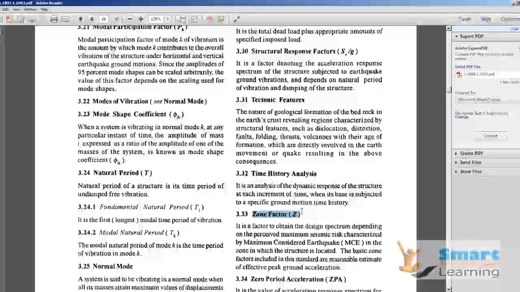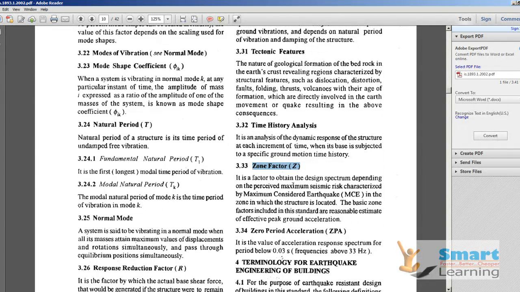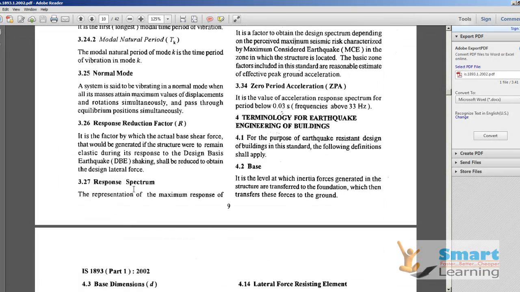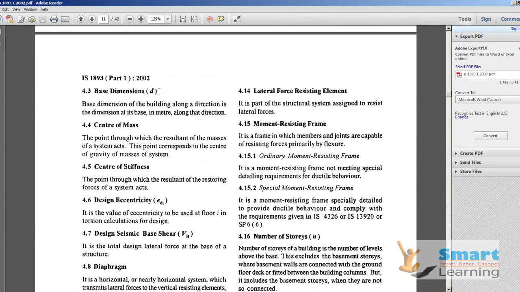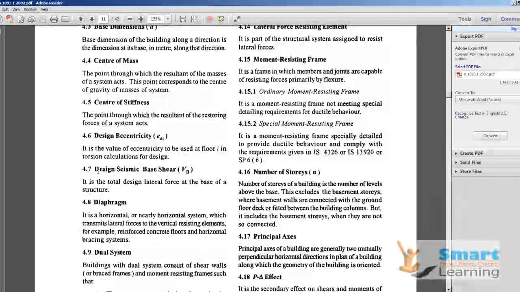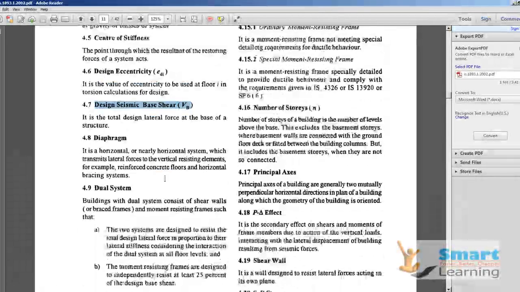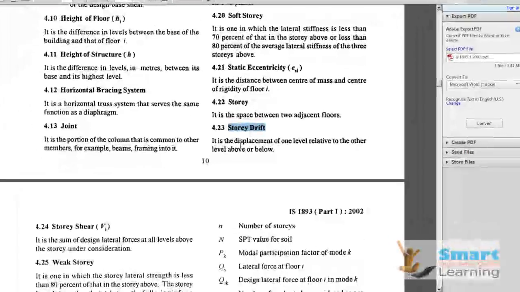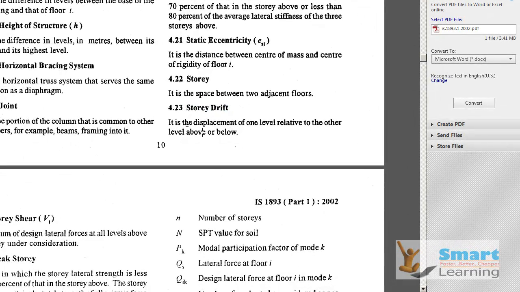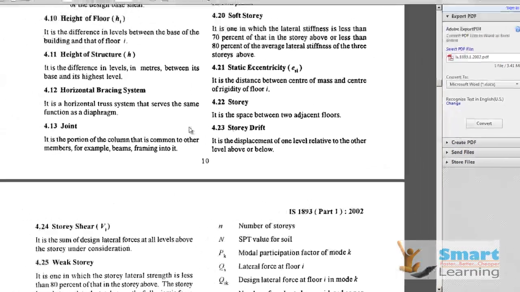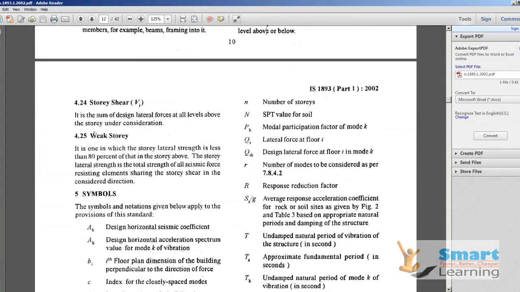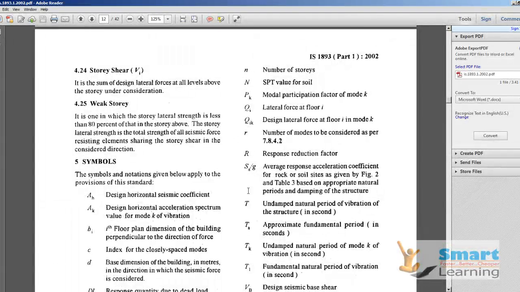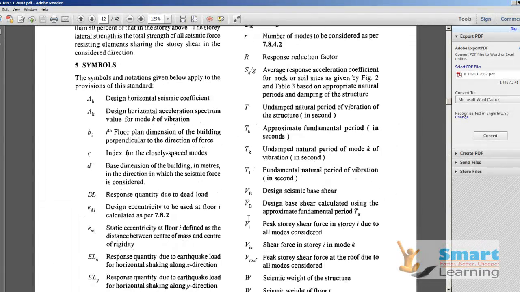The zone factor Z: different zones such as zone 4, 5 and 2 have different factors. Then the response reduction factor R, the base dimension, and the design seismic base shear. All of this we are going to use inside our training series. Here you can see the story drift, which is the displacement of one level relative to another level. When computing the story drift between floors, we calculate how much deviation you are getting, and whatever the weak story is, you can predict it. And these are the nomenclature and symbols used inside the different formulas.